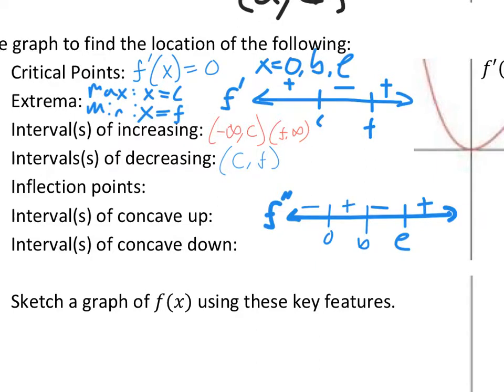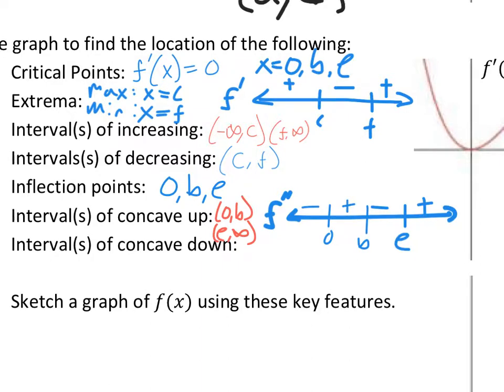That's where concavity changes. That's going to happen at 0. That's going to happen at B, and that's going to happen at E. All right? Where are we concave up? Well, we're concave up whenever the second derivative is positive. Okay? So that comes from 0 to B and E to infinity. Okay?